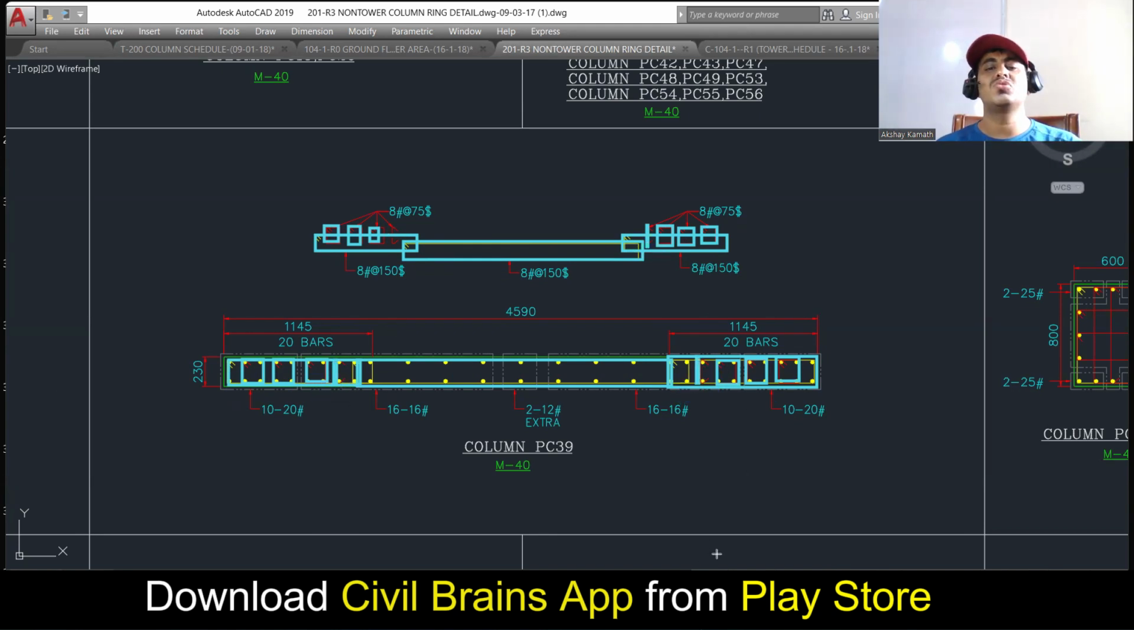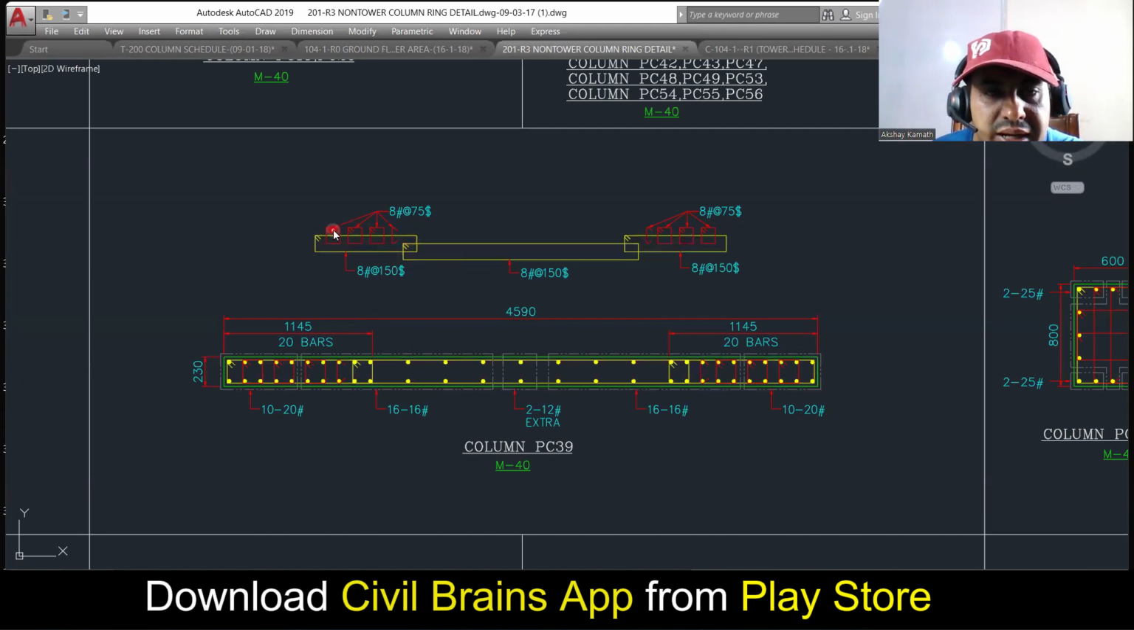So this is how you're supposed to understand. Then how to provide this reinforcement, that lateral ties. This bar, whatever you have, all this bar, the red color, you're supposed to provide of 8 mm at 75 mm center to center spacing. This bar and this bar should be 8 mm at 150 center to center spacing.